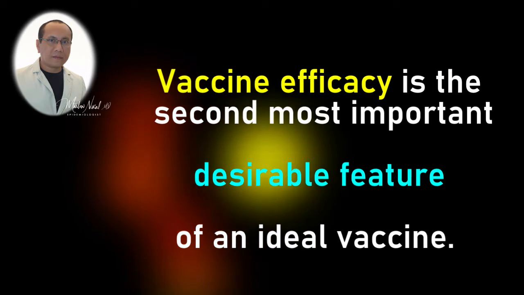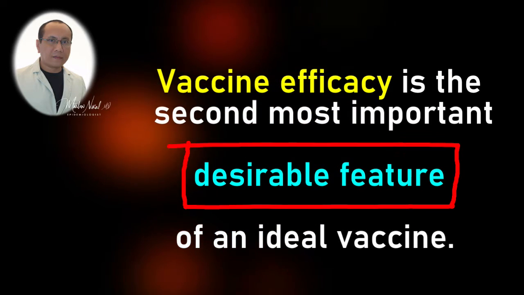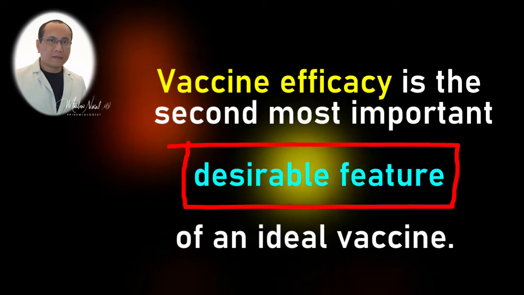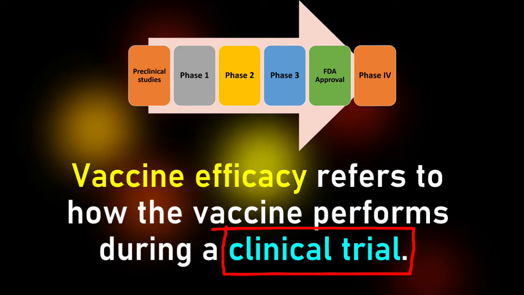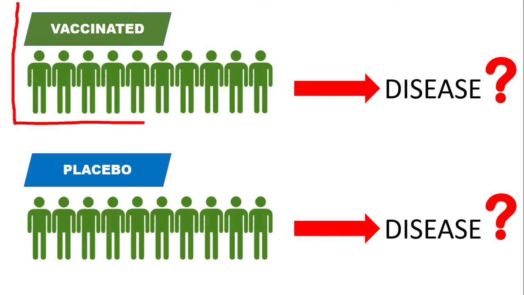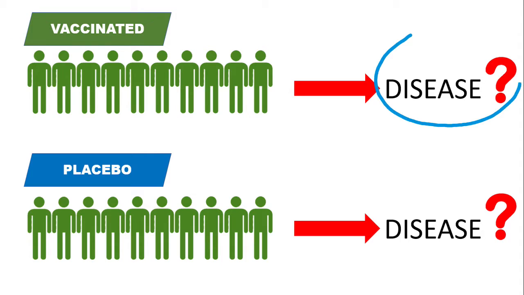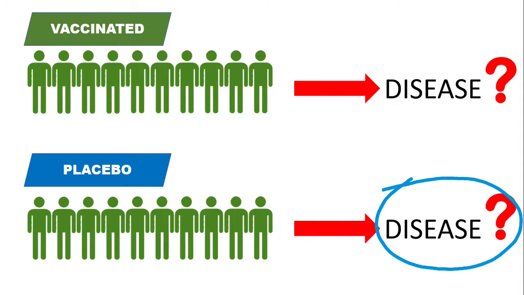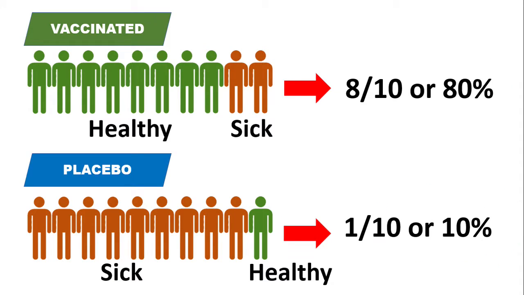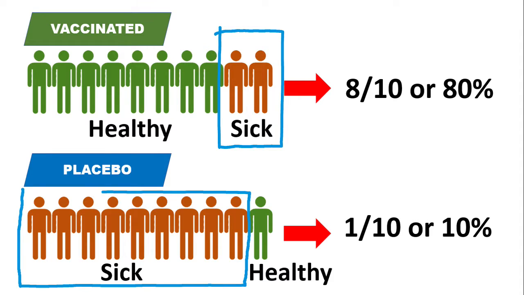Vaccine efficacy is the second most important desirable feature of an ideal vaccine. Vaccine efficacy refers to how the vaccine performs during a clinical trial. It is based on how many people who got vaccinated developed the disease, compared with how many people who got the placebo or dummy vaccine developed the same outcome. So, for example, in a clinical trial, 2 of the 10 volunteers who received the vaccine got ill, compared to 9 of the 10 volunteers who received the placebo.